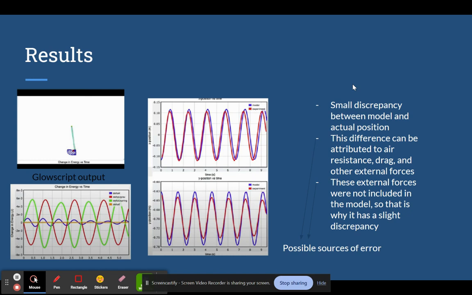So in our results, we found a small discrepancy between the model and the actual position, which could be attributed to many things such as air resistance, drag, and other external forces that were not included in the model, giving this slight discrepancy.